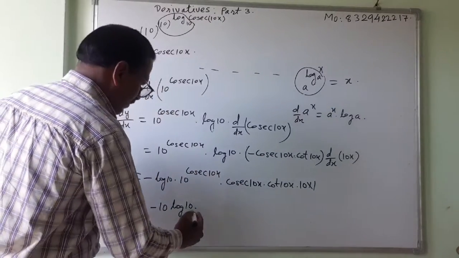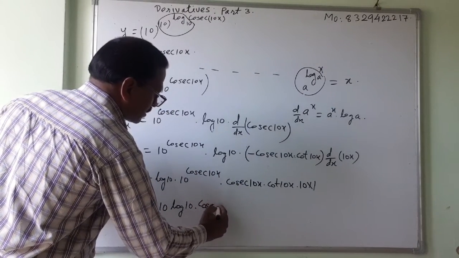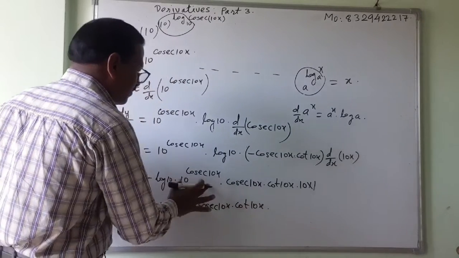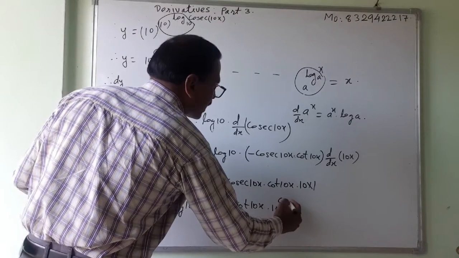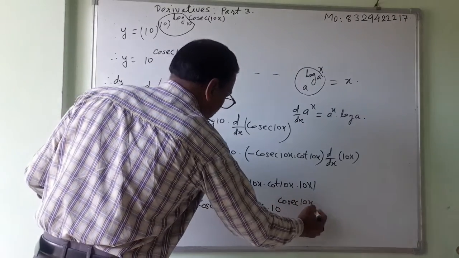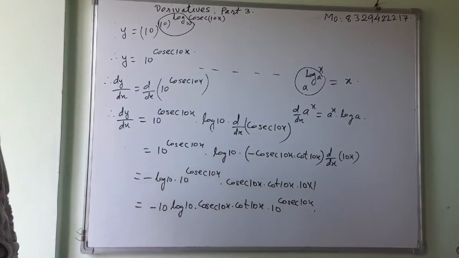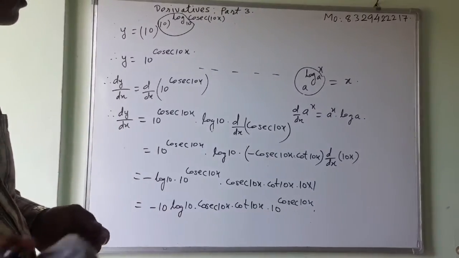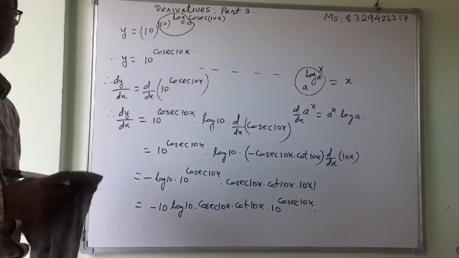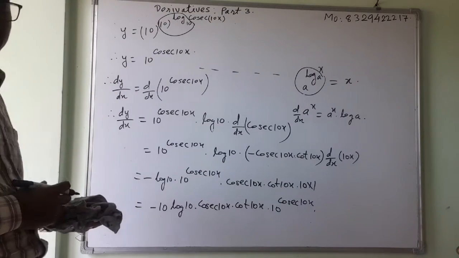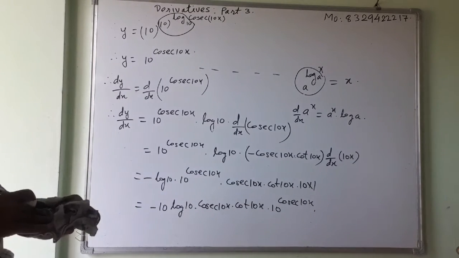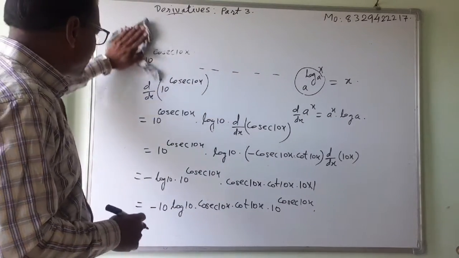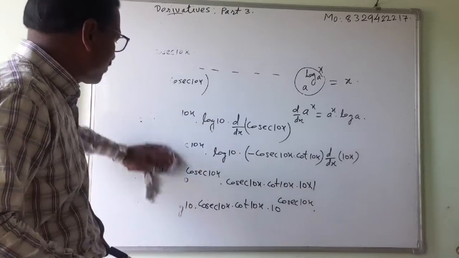This part I will take, cosec 10x into cot 10x, and now this part I will write into 10 raised to cosec 10x. This is your final answer. So remember this, how it has come. Because in the textbooks or digest, each and every step is not explained, and this is the difficulty why the students are not in a position to understand. And hence I am taking the opportunity to explain each and every step.